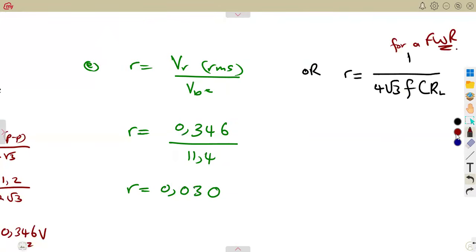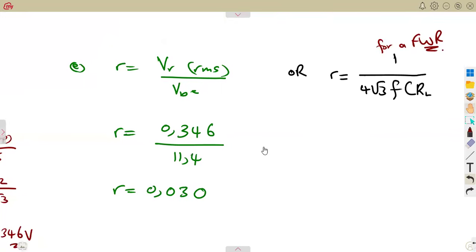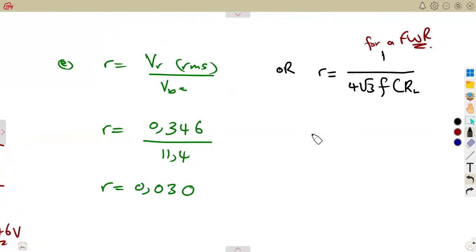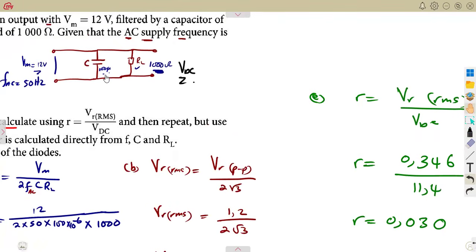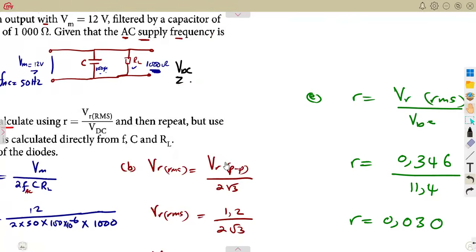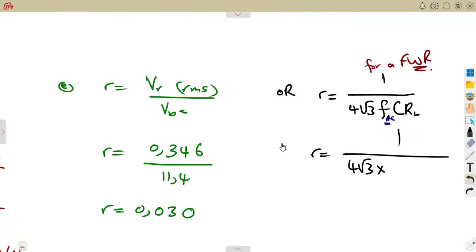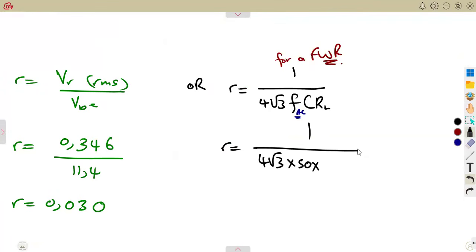For a full wave rectifier. We are told that this is a full wave, so you must use the one for a full wave. You're just going to substitute 1 over 4 square root of 3 times the AC frequency, which is given as 50. The capacitance is 100 microfarad, 100 times 10 to the exponent of -6, and the load resistance is 1000 ohms. This gives us the value of r, which is 0.030.